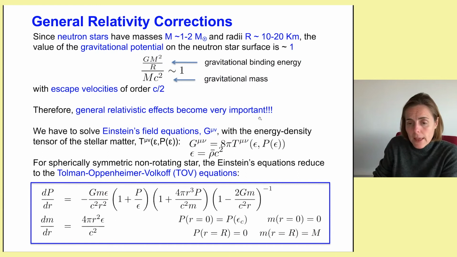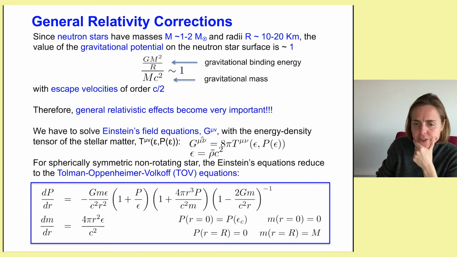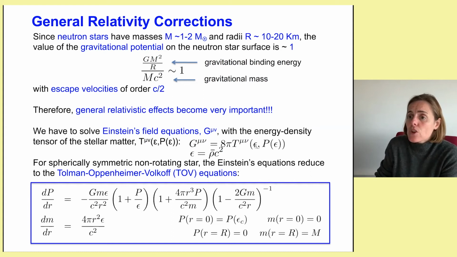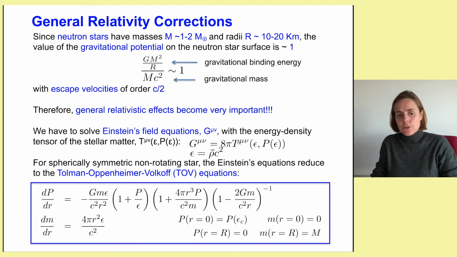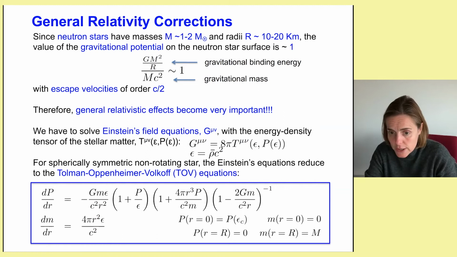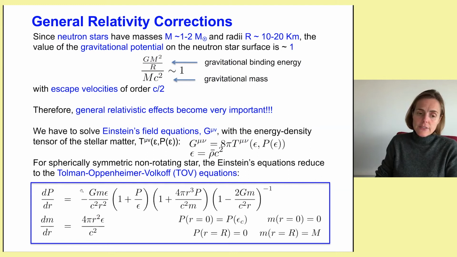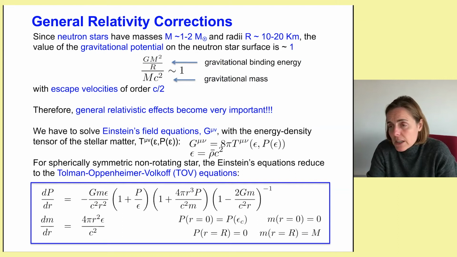And actually the way to go here is through the Einstein field equation, where you have the G mu nu, the Einstein tensor, which is correlated with the energy density tensor. There is where the equation of state appears. If you start from here and consider spherically symmetric stars which are non-rotating, you can solve this and find what are called the Tolman-Oppenheimer-Volkoff equations, assuming a metric which is spherically symmetric and non-rotating.